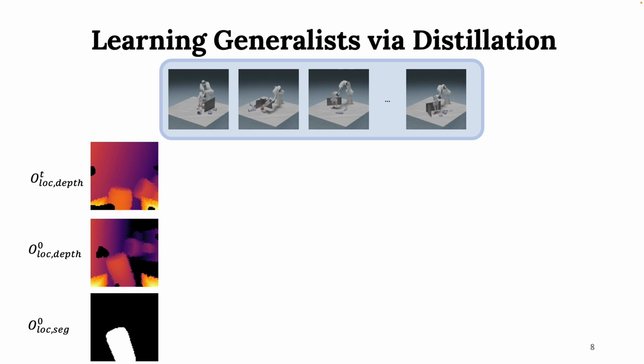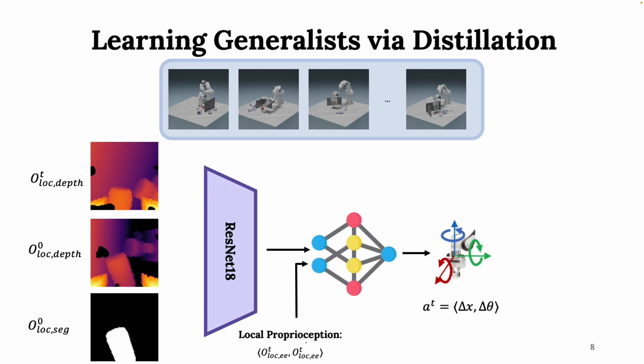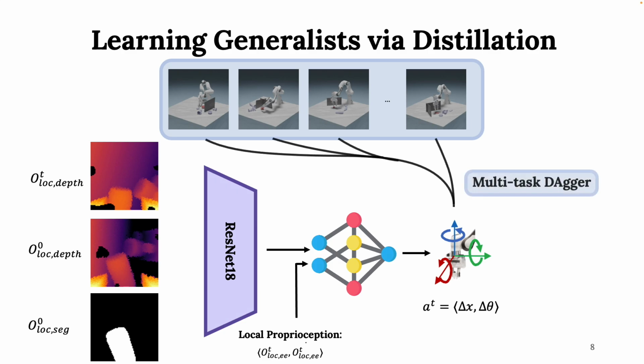Now, for local policies, we found that you actually don't need an enormous sequence model to fit the data really well. So here we opt for a ResNet-18-based architecture with a spatial softmax at the end, and then we use an MLP decoder to predict delta end effector control actions, and just train with MSE loss using multitask DAgger.